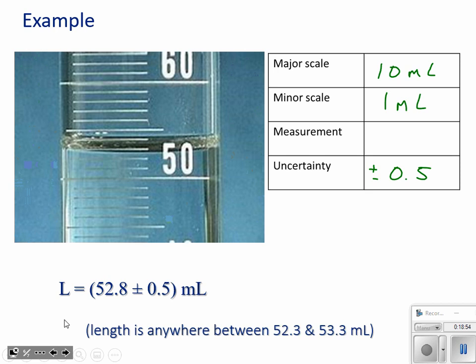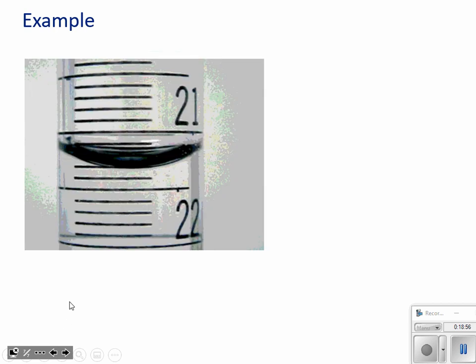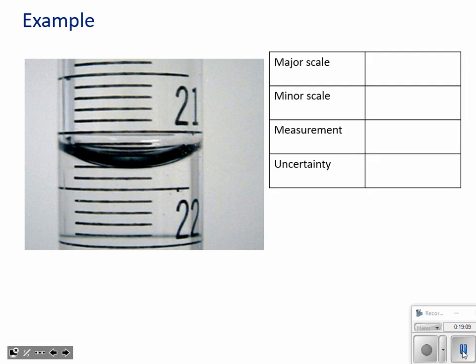All right, we're going to do one more of these. One more of these. This one's a little bit different. So go ahead and make your readings, your scales, and make your measurement with the uncertainty.